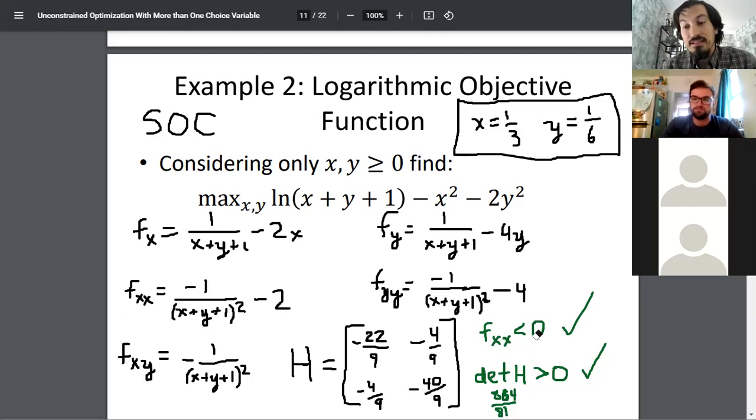The first one, that fxx is negative and that the determinant h is positive. You used both of those to confirm that this point is indeed a local maximum. I would consider that pretty much good enough for this class. However, to go one step further, you'd say, now how can I be certain that it's a global maximum?